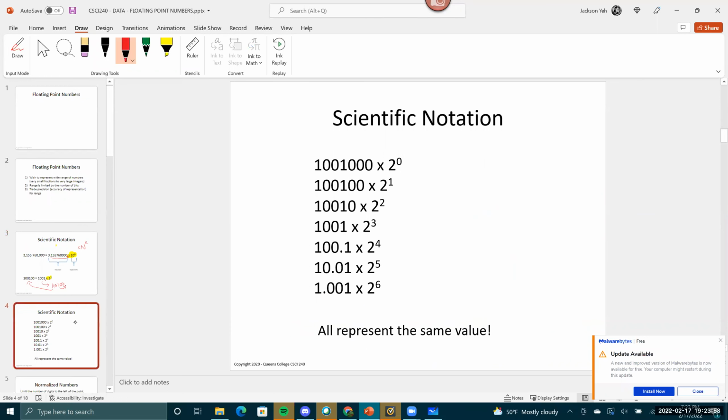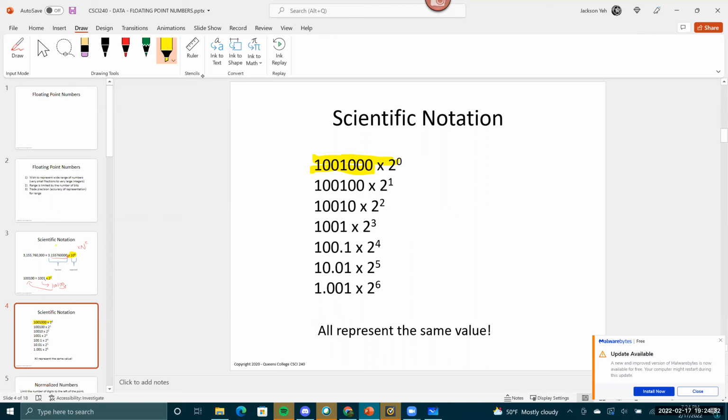Given a base 2 scientific notation value, there's technically an infinite number of representations for it. So you see the number at the top, 1, 0, 0, 1, 0, 0, 0 times 2 to the 0, right? This value. All the numbers beneath it, these all represent the same value. Does everyone understand this? They're just written differently, but they all represent the exact same value.